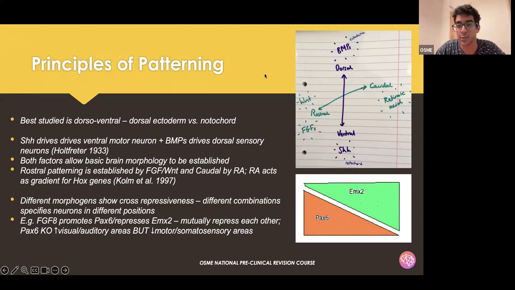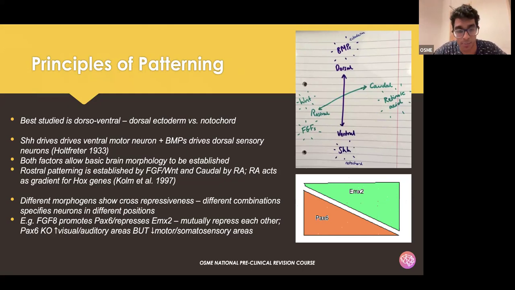On the rostrocaudal side, we have different signaling molecules. We have retinoic acid being released caudally, and FGF being released rostrally. These allow a very similar process that patterns the neural tube on the rostrocaudal axis. I'm sure all of you have heard about Hox genes. I know that was something that was really emphasized in second year. Retinoic acid is an important gradient that allows differential expression of Hox genes in order to allow you to have your different neuronal structures. Coleman 1977 showed that if you disturb the retinoic acid signaling, then you have disruption of your normal Hox gene expression.